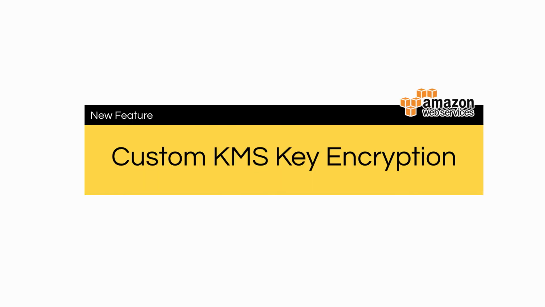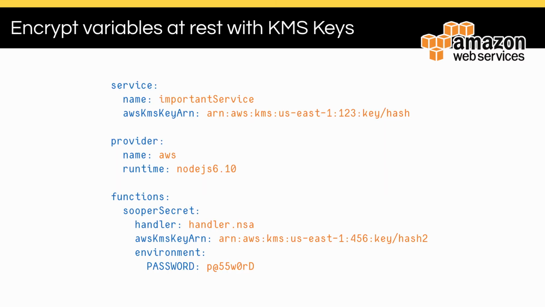If you're particular about your encryption for your AWS environment variables, you can now specify a custom KMS key to encrypt those variables. You can specify it at the service level with this AWS KMS Key ARN property, or you can specify it at the function level. Now, one thing that kind of confused me a little bit is this KMS key that you're specifying here is to encrypt your variables at rest. That means wherever AWS is actually storing them in a persistence layer.